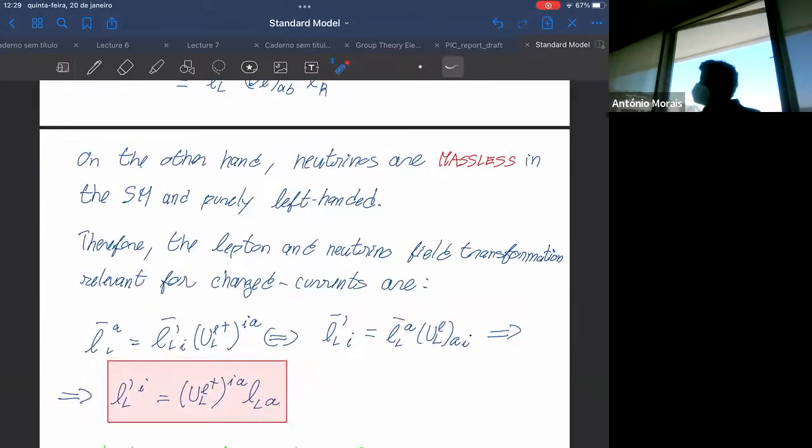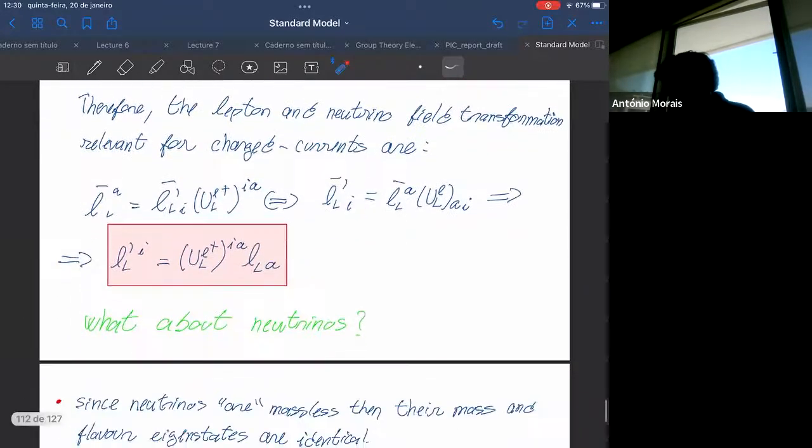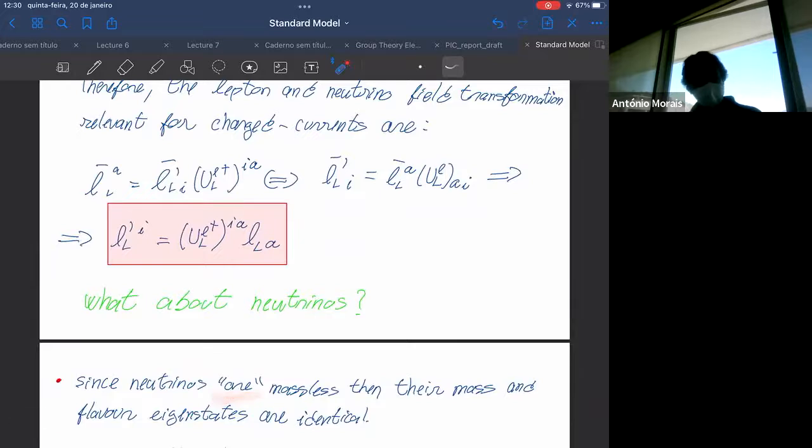So, for the charged interaction, you can see, right, this is familiar. This is the same as we have done before. Flavour basis here, mass basis here, and this is the matrix that changes from one basis to the other. So here the mass is diagonal, here the mass is non-diagonal. Here the flavour is non-diagonal. So what about neutrinos? Neutrinos are, between quotation marks, massless, and their mass and flavour eigenstates are identical.